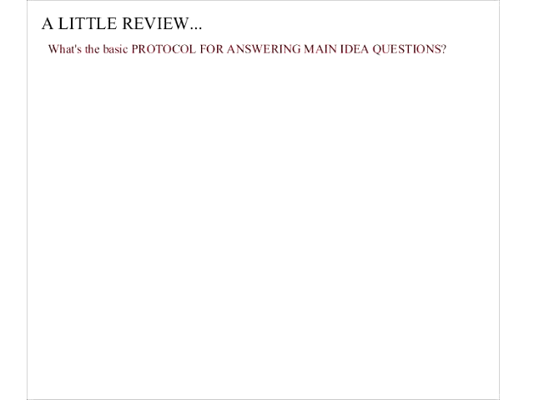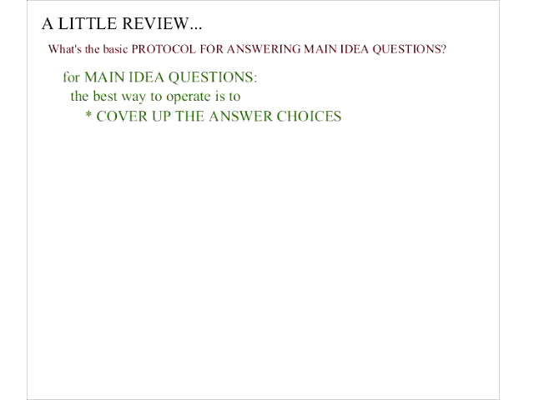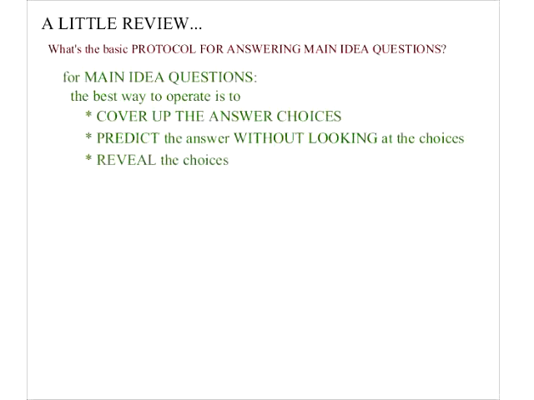When you get a main idea question, this is what we've covered in previous sessions. For main idea questions, the best way to operate is to cover up the answer choices, predict the answer without looking at the choices, then reveal the choices, and then check to see which one is closest to your own version.